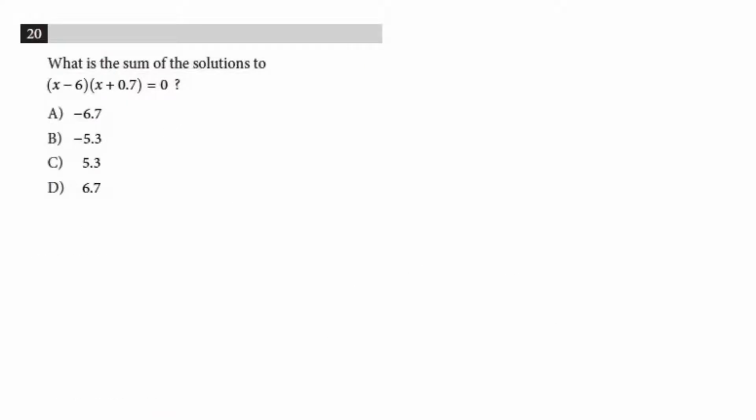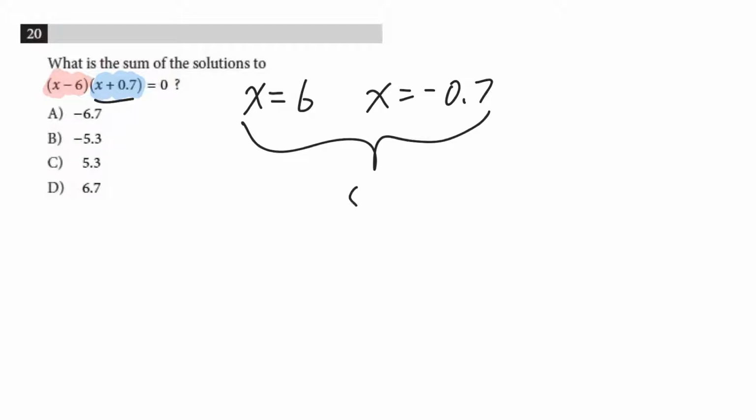Number 20. What is the sum of the solutions to x minus 6 times x plus 0.7 equals 0? Well, we just need to figure out the actual value of the solutions. One solution is whatever makes our first factor equal 0, and the other is whatever makes x plus 0.7 equal 0. The factor that makes x minus 6 equal 0 gives x equals 6, and the factor that makes x plus 0.7 equal 0 gives negative 0.7. If we want the sum of those two, the sum of 6 and negative 0.7 is positive 5.3, or 5 and 3/10.